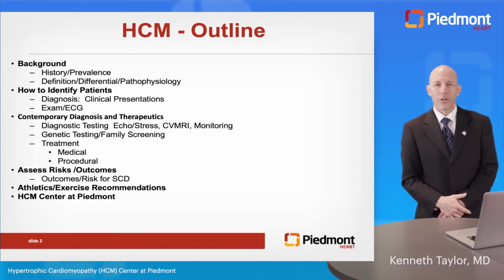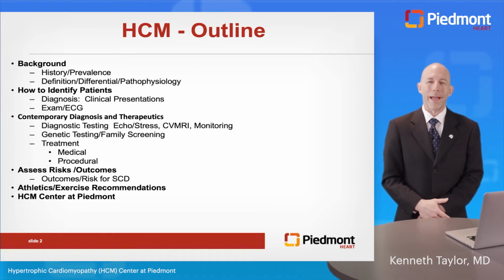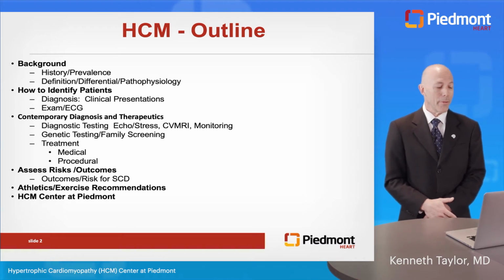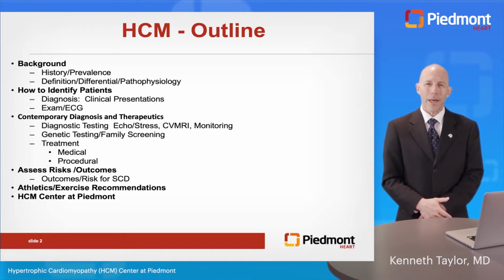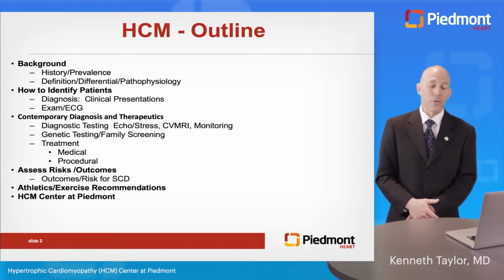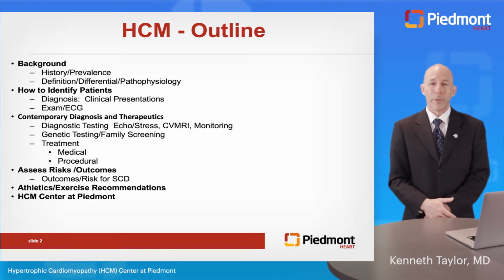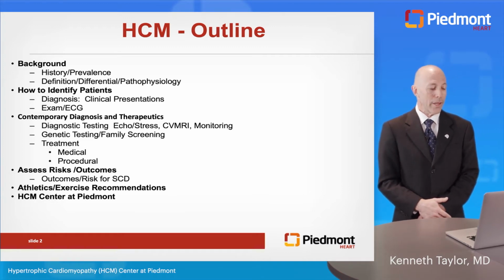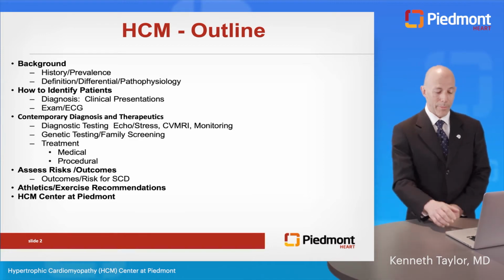Here's the outline of our conversation today. We'll give you a little background on the history and prevalence, definition, and differential diagnosis, as well as some conversation about pathophysiology. We'll talk about how to identify patients with hypertrophic cardiomyopathy, and then a fair amount of discussion on the contemporary diagnosis and therapeutics available for these patients. We'll talk a little bit about assessment of risk and outcomes, and then some on athletics and exercise recommendations, and then finally a little discussion about our center here at Piedmont.